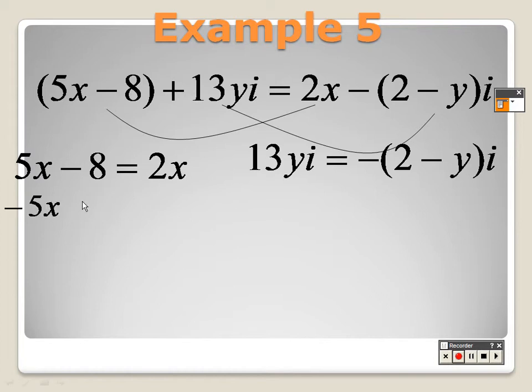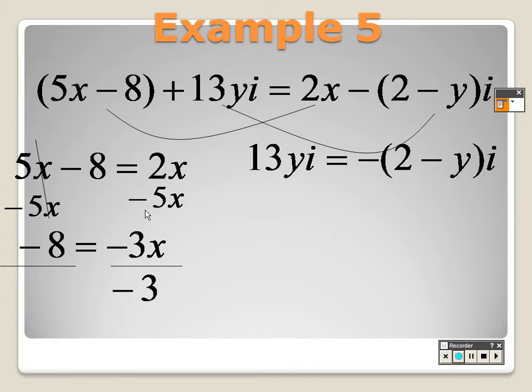This one's simple. Minus 5x on both sides. So I have negative 8 equals negative 3x. Divide by negative 3, and I know that x equals 8/3.